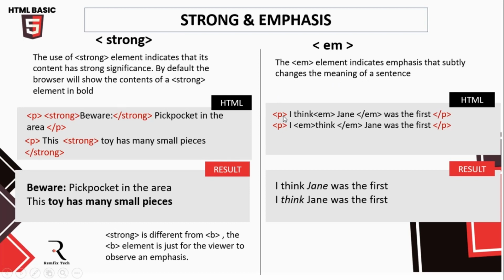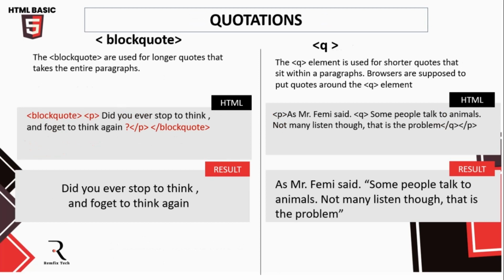If you observe, I used two paragraphs there. In the first one I put the EM between Jane, and observe that the result is that the EM shows Jane in italics. Then I have another paragraph where I put the EM opening tag and closing tag around think, and you observe that it's italics now. But the EM is not italics, so you must observe that and not use one for the other. Alright, so let's go to another text formatting.